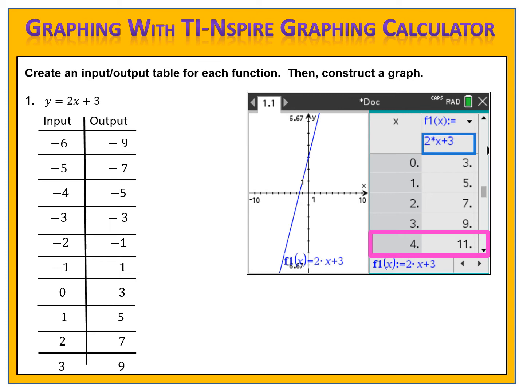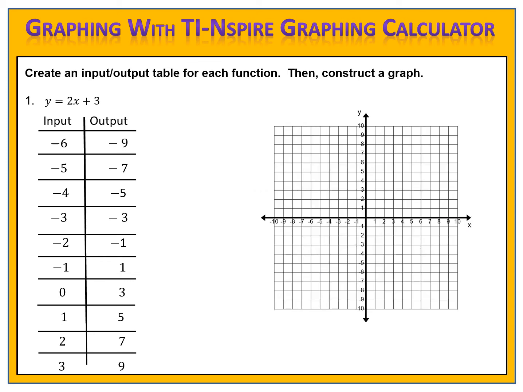Now next to each of these points, I'm going to have to write the XY pair so that I can plot it on the graph. And so I do that. I'm going to do input, output. Input -6, output -9 is -6, -9. I can plot that point on the graph. Input -5, output -7 is -5, -7. I can plot that point on the graph. The next pair, input -4, output -5, is the point -4, -5. And then I plot that on the graph.